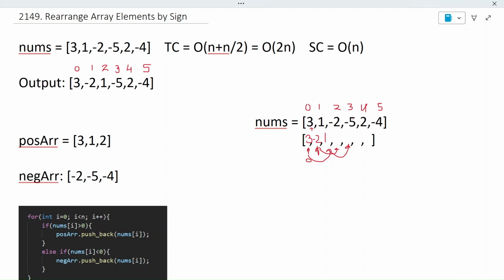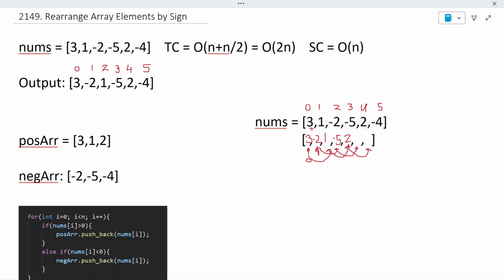Now I am at minus 5. It is also less than 0. So it will also go where the negative pointer is pointing. Now I am at 2. I will also increment this pointer again by 2. Now I am at 2, which is greater than 0. So it will go here where the positive pointer is pointing. Now the positive pointer is pointing to this.